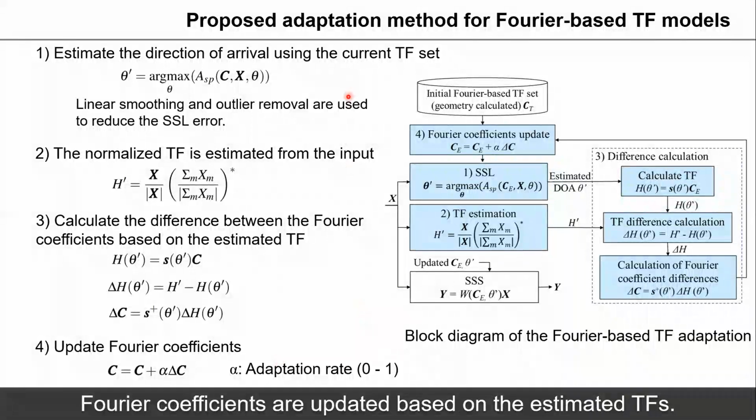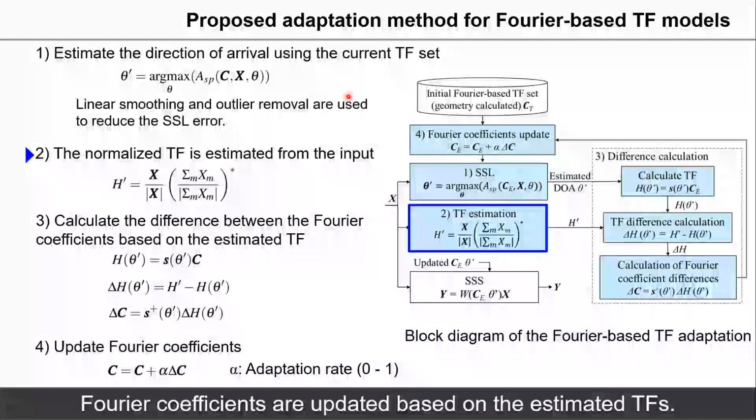So now I will explain the proposed online adaptation method for Fourier-based TF models. First, sound source localization is performed based on the current TF. The localization accuracy is extremely important for the TF set update. So we used linear smoothing and outlier removal to minimize the localization error as much as possible.